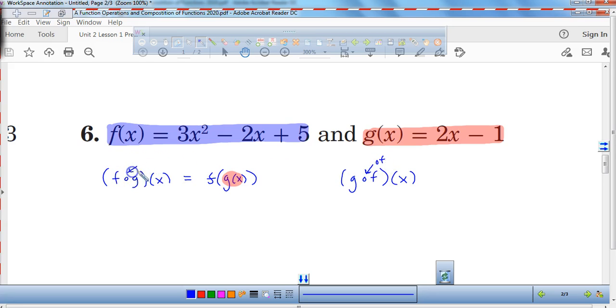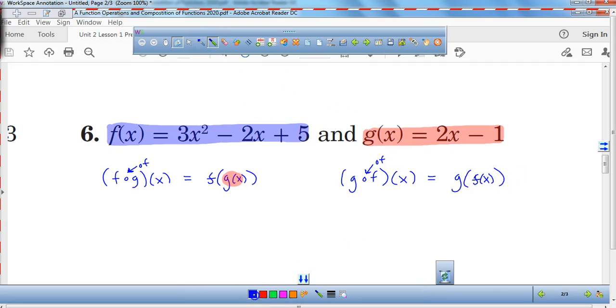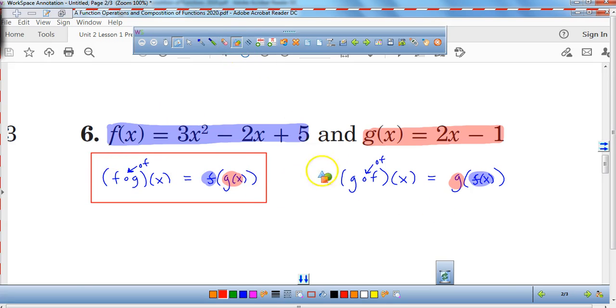This symbol right here means of: f of g of x. And this is g of f of x, and that means you're taking f of x and plugging it into g of x. So here we're going to take the blue function and plug it into the red function. Here we're taking the red function and plugging it into the blue function. We're just going to do both of these, and that'll be the end of the video. So hopefully you'll understand what to do from there. But make sure that you have these down in your journal, that you know that these mean the exact same thing.